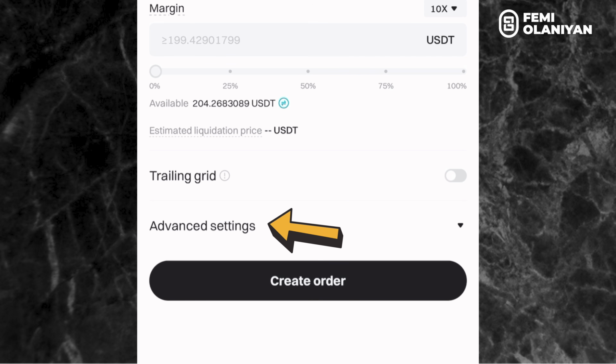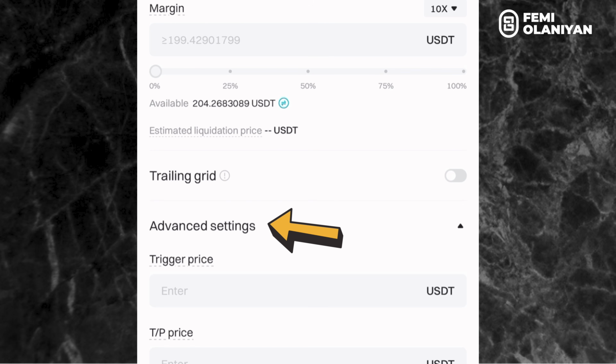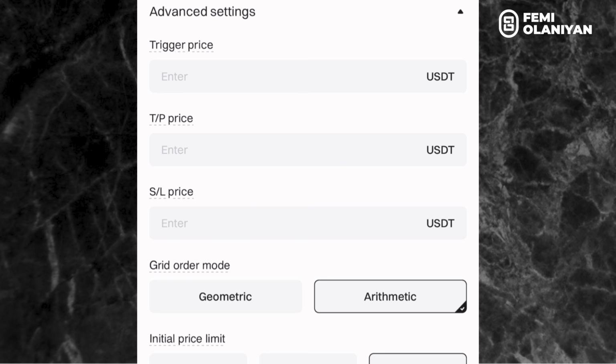And the next thing, you see where you have advanced settings right here. Once you click on it, you see where you have trigger price. Trigger price is the price at which you want the trading bot to take the first trade. So if you want the trading bot to take the first trade at $58,000, just enter $58,000 right here. If you want it to take the first trade at $60,000, just put it right here.